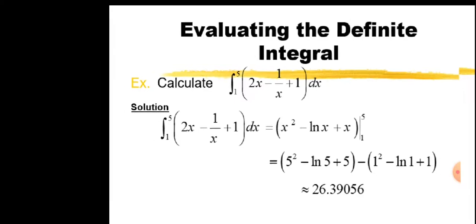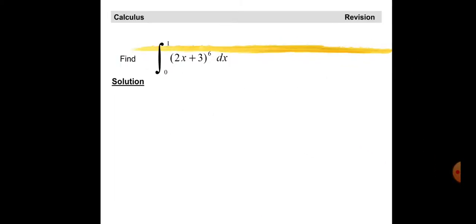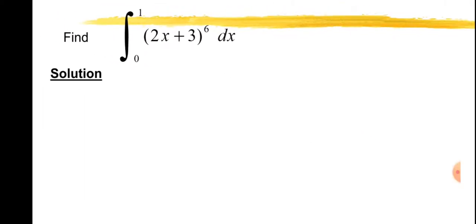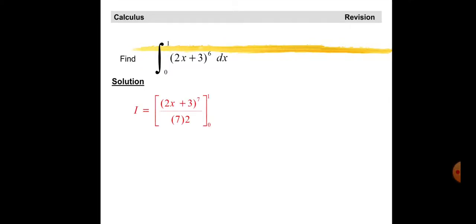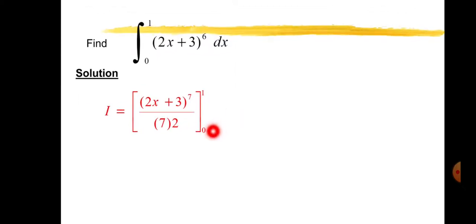Another example. Here we have the integration of (2x plus 3) to the power 6 from 0 to 1, dx. So first step, you have to integrate the function inside. So we have (2x plus 3), you have to add 1 to the power, so we have to the power 7 over 7, times the derivative of what is inside here, so we have to divide by 2, and now use the definite integration here from 0 to 1.